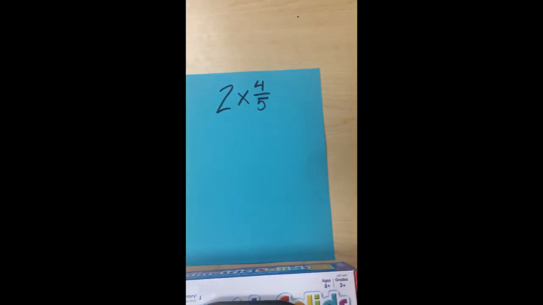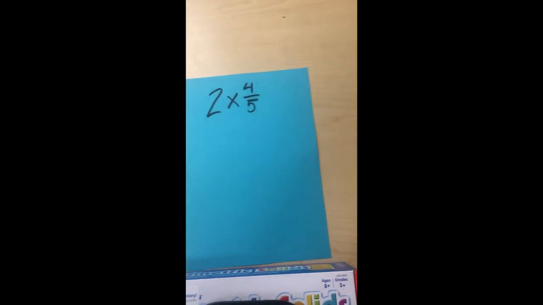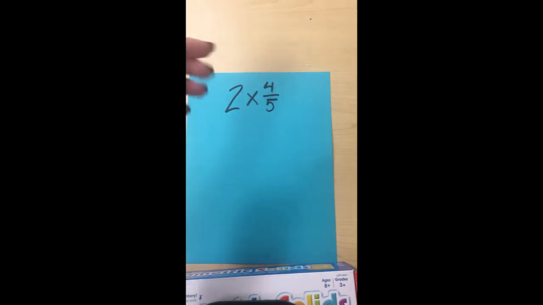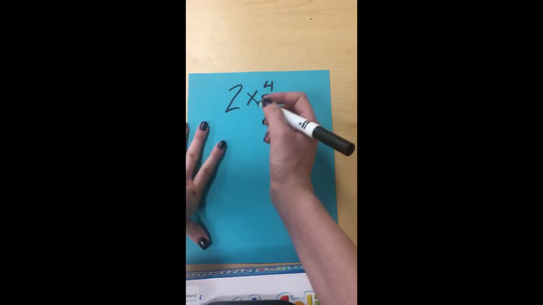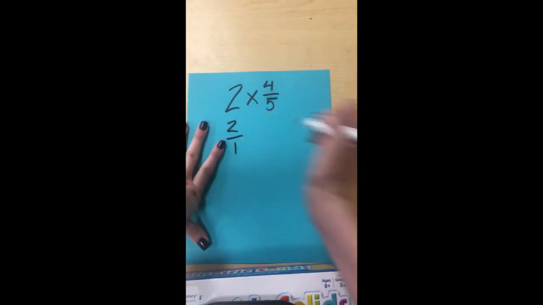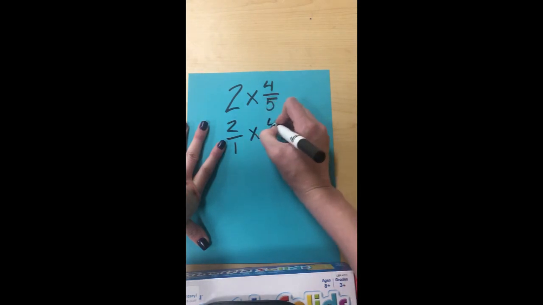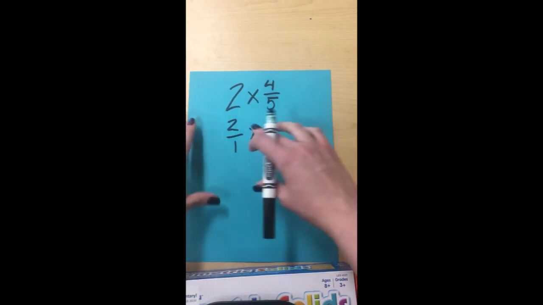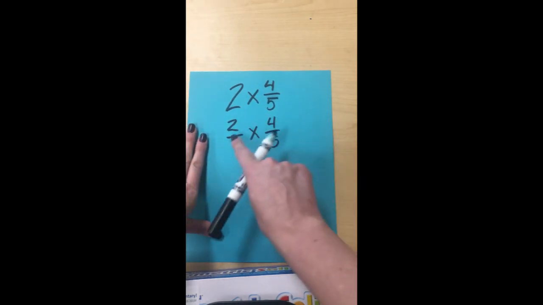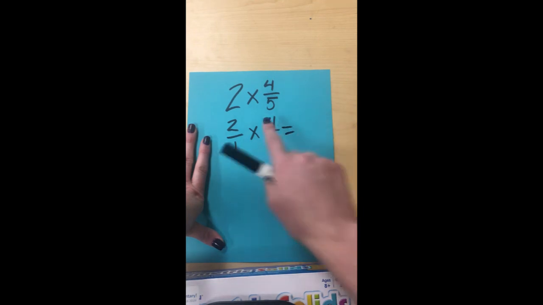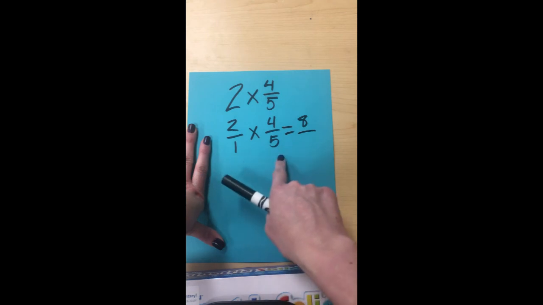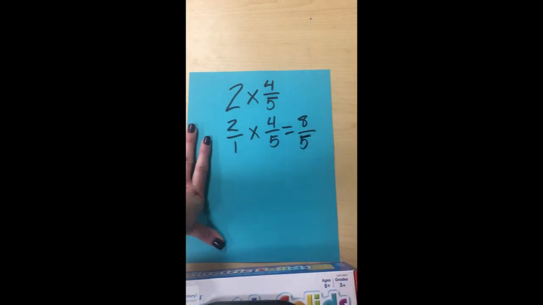Okay, let's do another problem just to practice. So if we have 2 times 4/5, the first step is we are going to write our whole number as a fraction. So we're going to put a 1 underneath it, just like that. Because remember, these two are the same thing. We're just writing it like this so we can just multiply across. 2 times 4 is 8. 1 times 5 is 5.